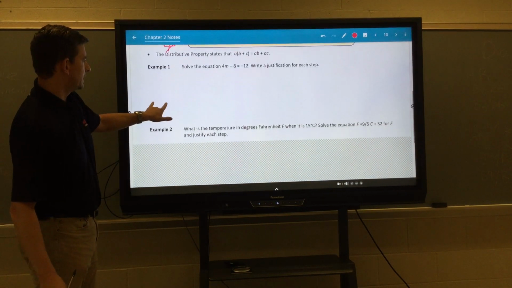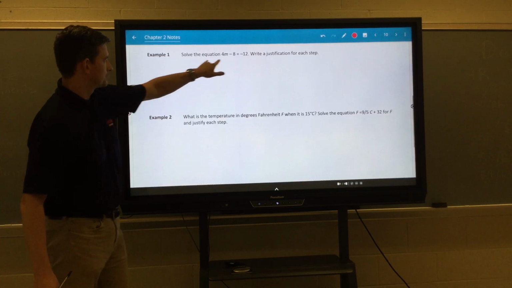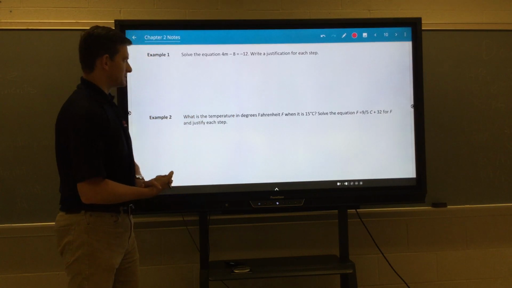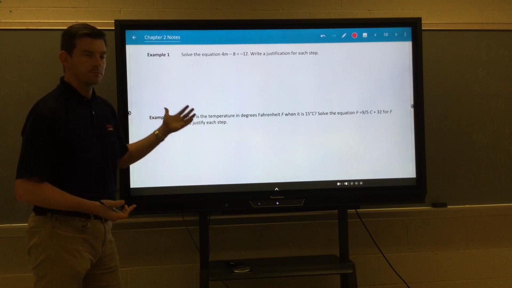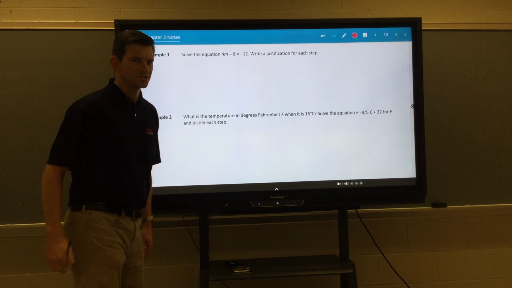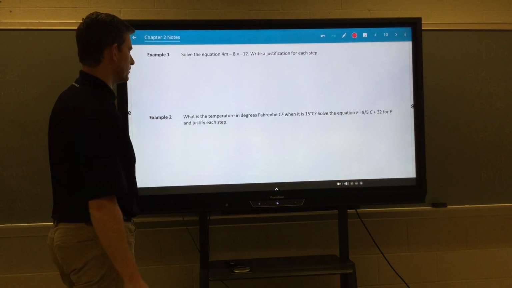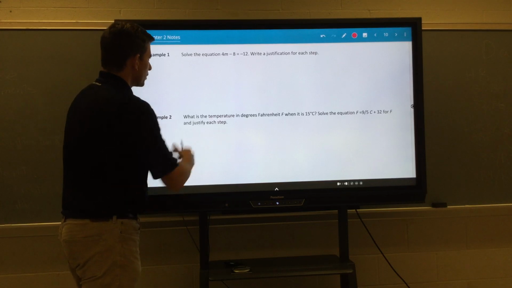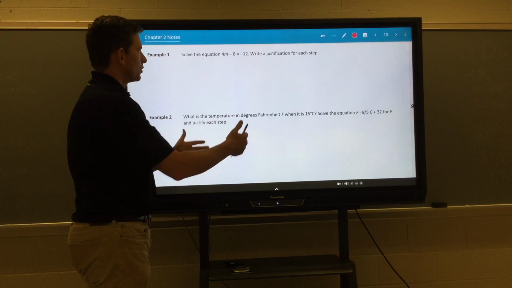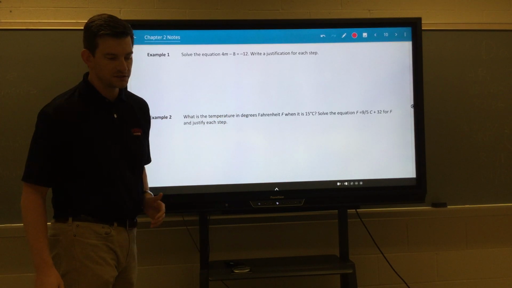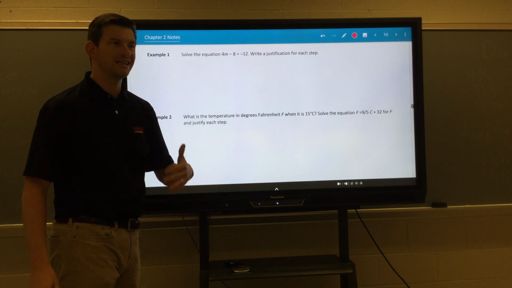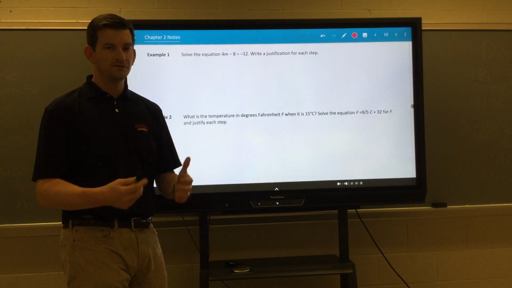So we have an example here. Solving this equation, 4m minus 8 equals negative 12. This is a pretty simple equation that you probably could have solved a few years ago in pre-algebra. Well, we're going to solve it, but as we work through this, we're going to provide our justification on each of these steps. And we want to get into the habit of starting with given information.